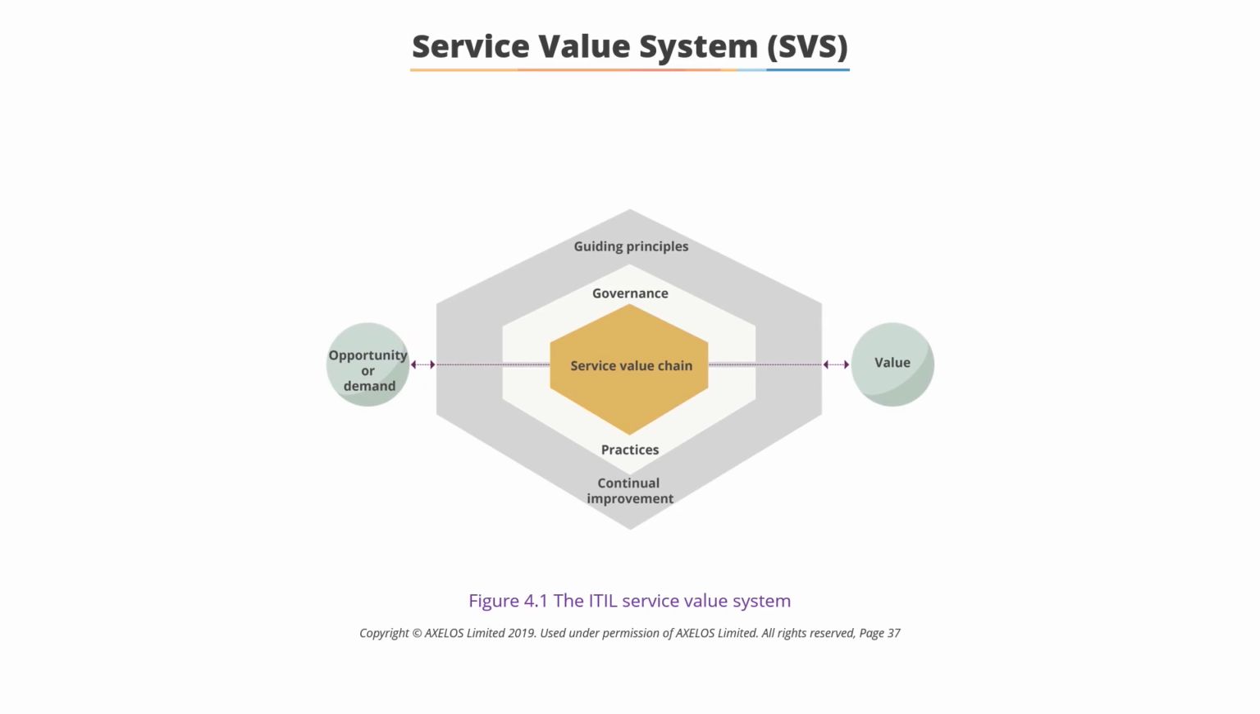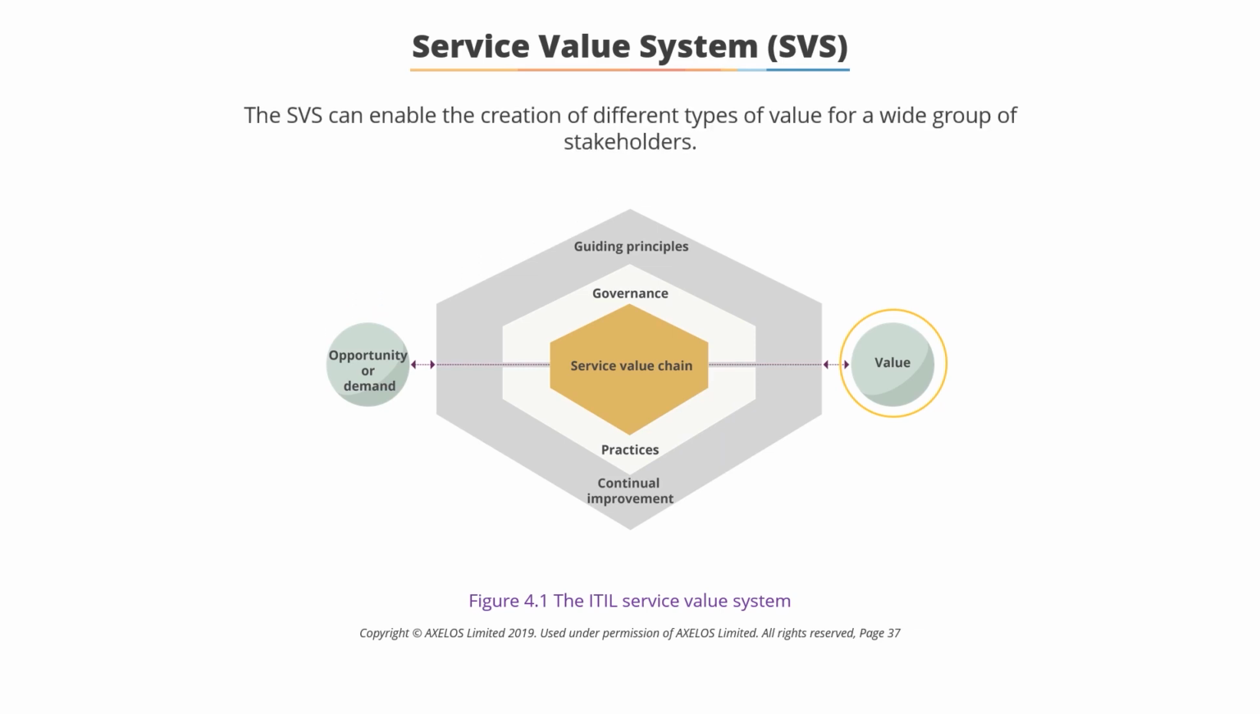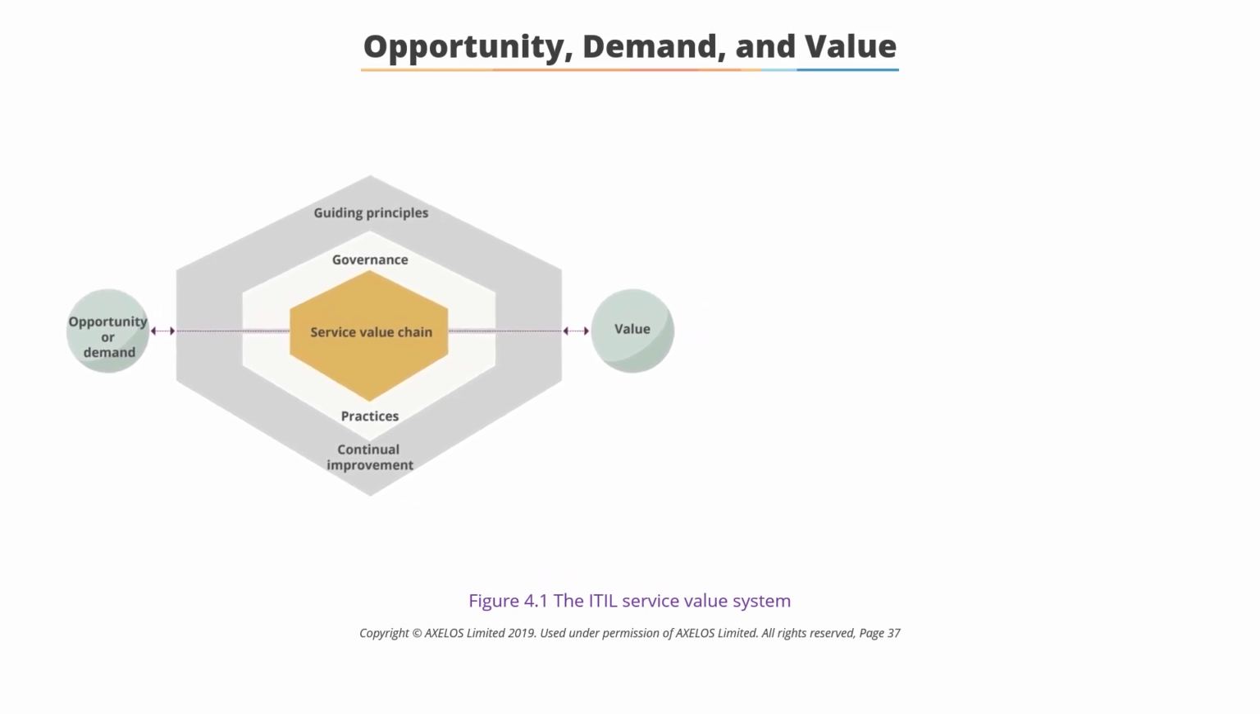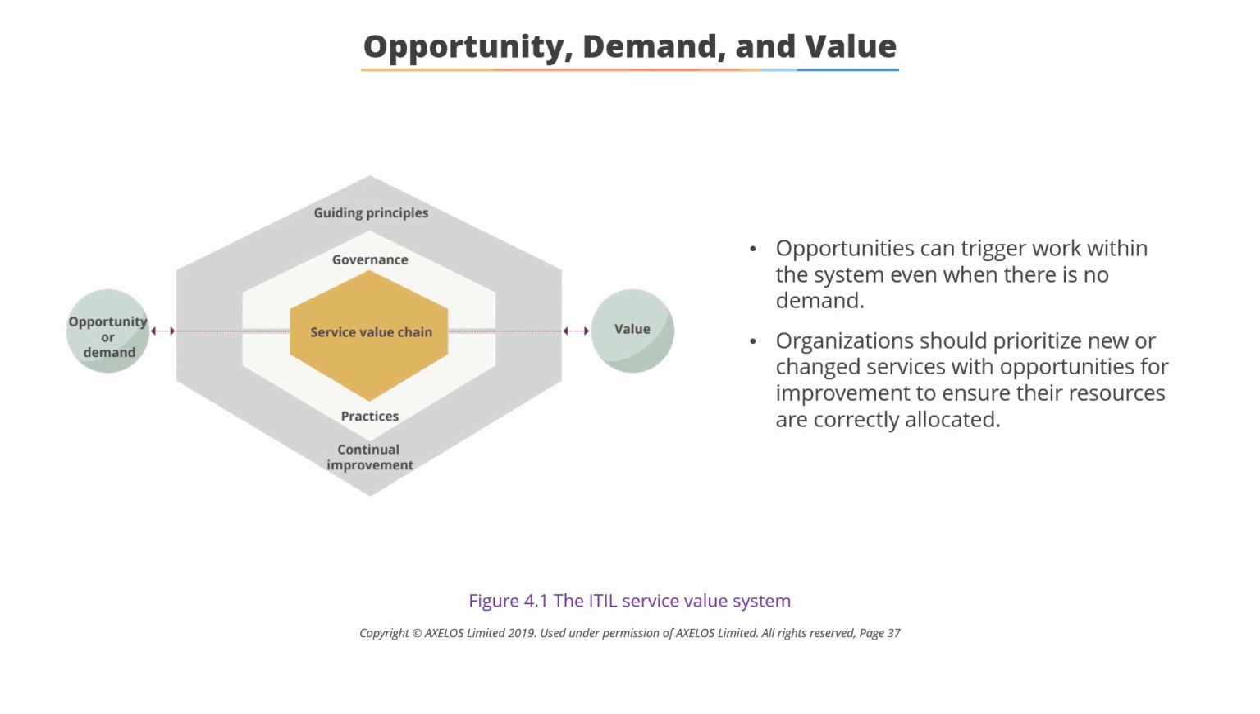The outcome of the SVS is value, the perceived benefits, usefulness, and importance of something. The ITIL SVS can enable the creation of many different types of value for a wide group of stakeholders. Opportunity and demand trigger activities within the ITIL SVS, and these activities lead to the creation of value. However, the organization does not automatically accept all opportunities or satisfy all demand. There may not be demand for these opportunities yet, but they can still trigger work within the system. Organizations should prioritize new or changed services with opportunities for improvement to ensure their resources are correctly allocated.